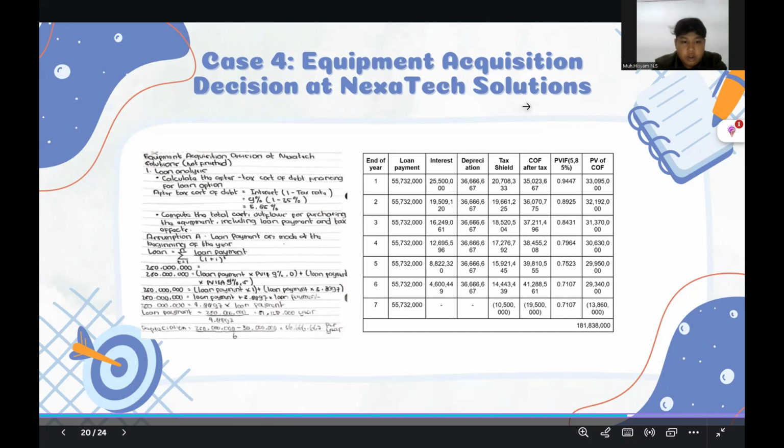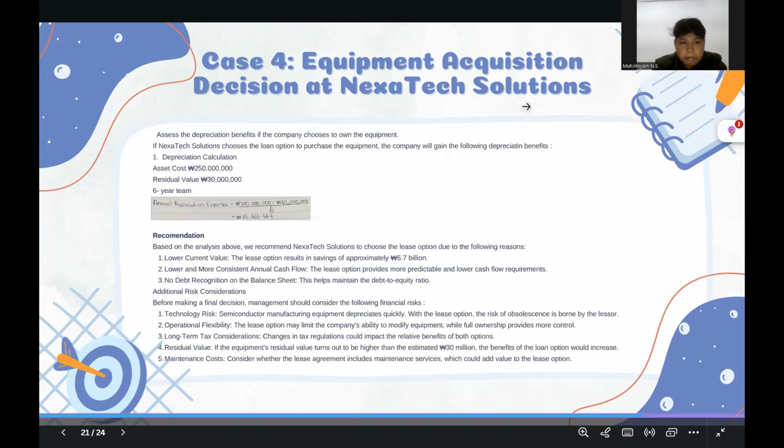Assumption: loan payments are made at the beginning of the year. Loan payment times (1 plus T). Next, assess the depreciation benefit if the company chooses to own the equipment. If Nexate Solution chooses the loan option to purchase the equipment, the company will gain the following depreciation benefit.